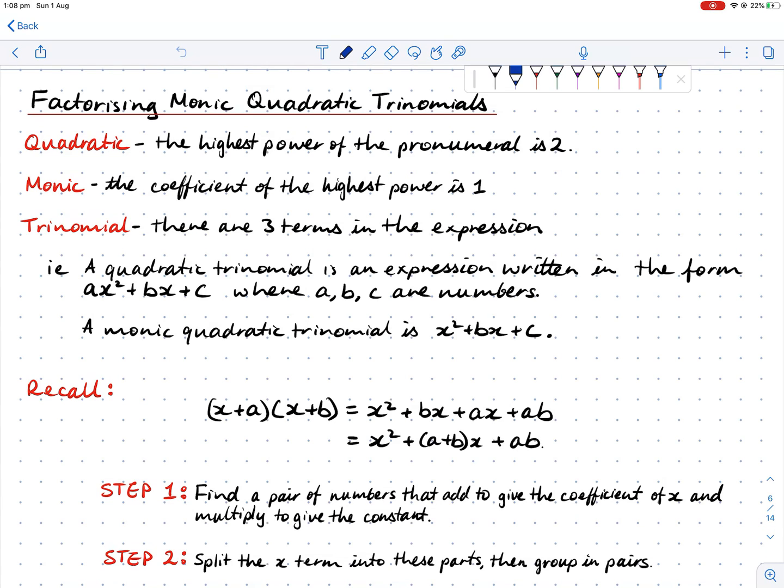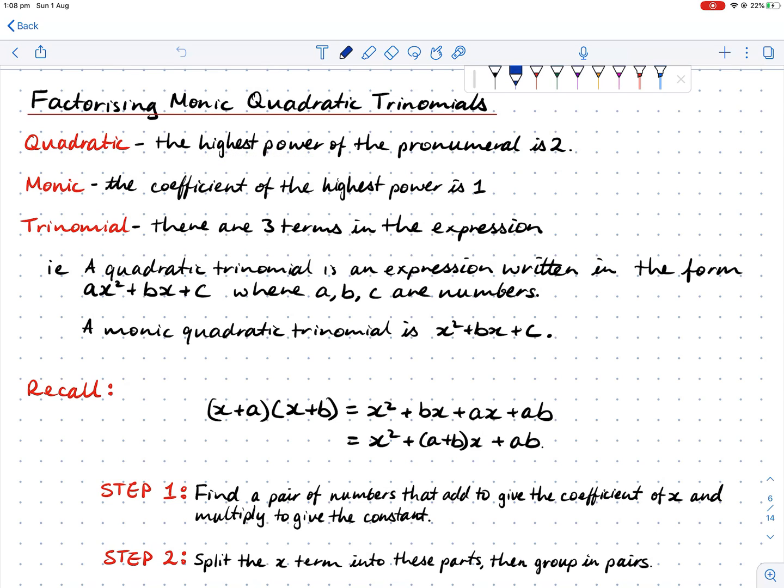What we're looking at today is factorising monic quadratic trinomials. Those are some really big words that we're using at the moment. Just to break down these words, the first thing that we're going to look at is this idea of a quadratic. A quadratic is an algebraic expression where the highest power of a pronumeral is 2.